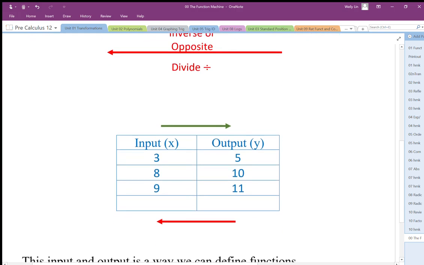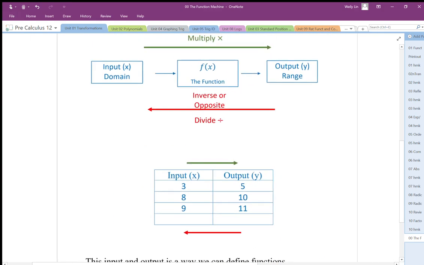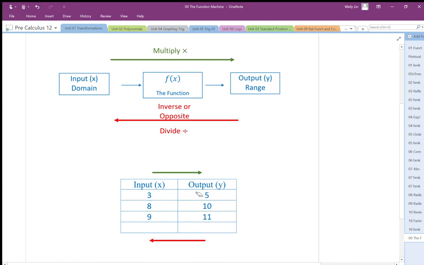We also want to define functions as a table. So this table represents some input and output. We have an input of 3, output of 5, input of 8, output of 10, input of 9, output of 11. Some of you may be able to guess what this function is, but regardless of what it is doing inside, this idea of an input and output table is also a function.